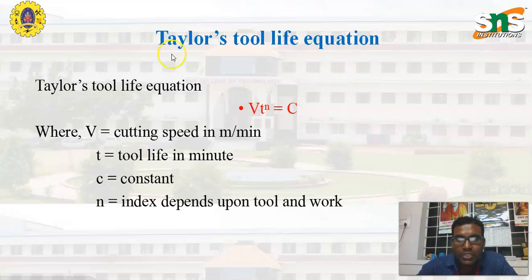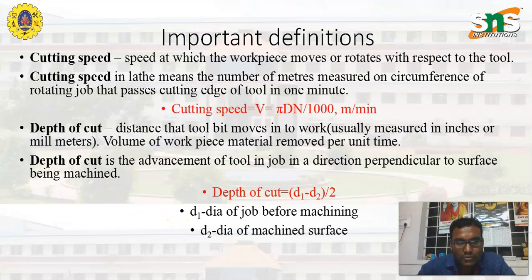Next, we will discuss Taylor's tool life equation. Taylor's tool life equation states that V T to the power n equals C. V means cutting speed in meter per minute, T is the tool life in minutes, C is a constant, and n is the index which depends upon the tool and the work.